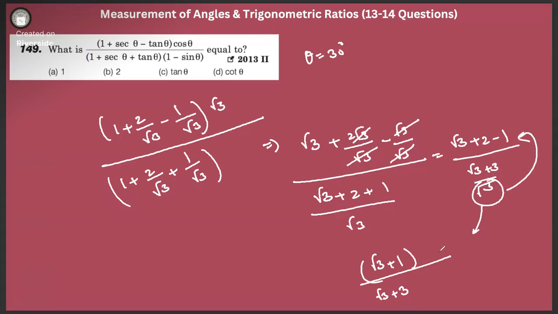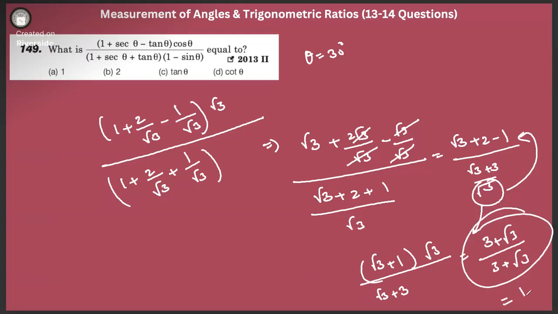This one will go up in the numerator. We will write root 3 over here. Right? This one is 3 plus root 3, 3 plus root 3, which will also fetch us 1. Since even at this particular value we got 1, at this particular value also we got 1, now we can be damn sure that the answer to this question is 1, not this or this. Please be careful while calculating.